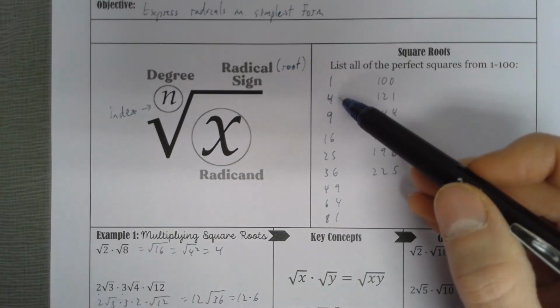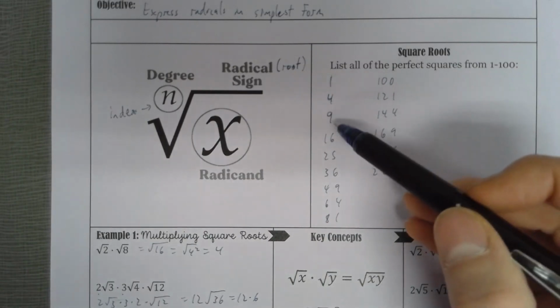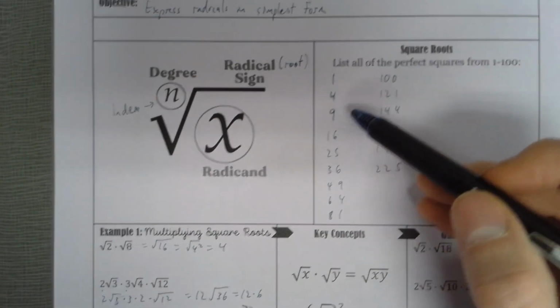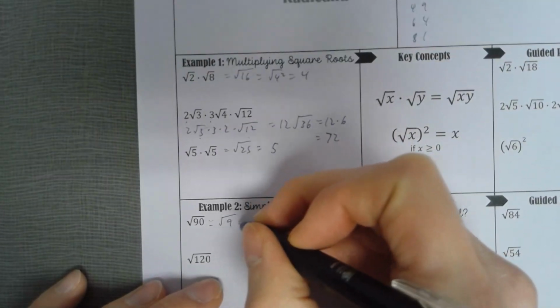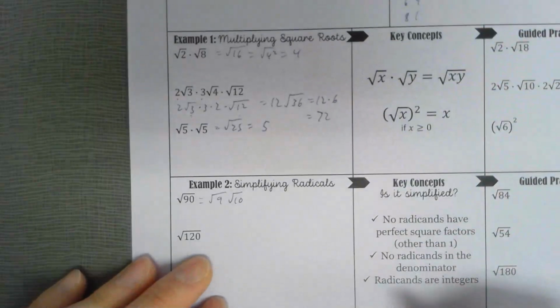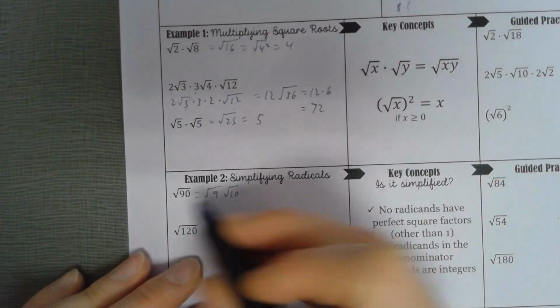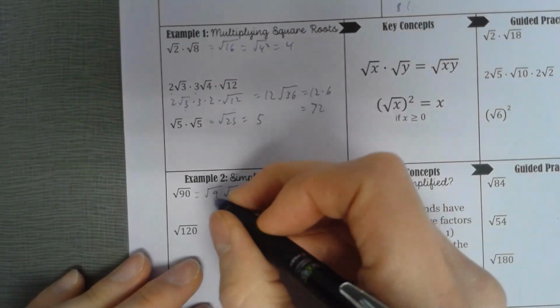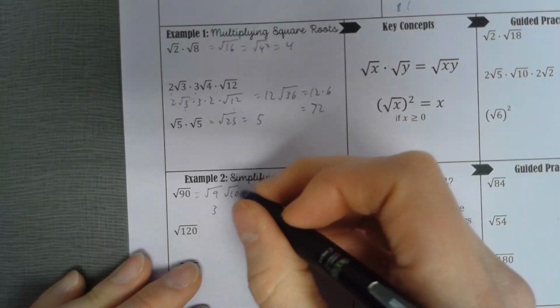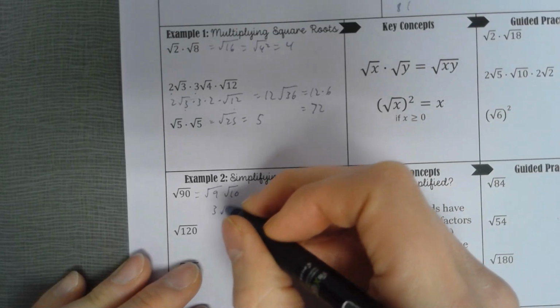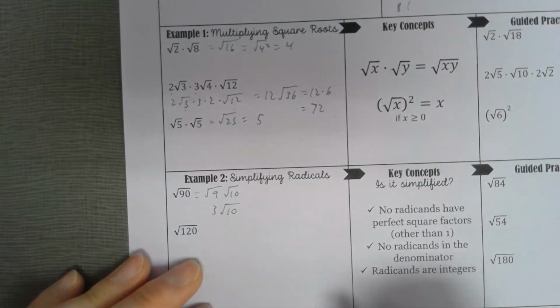90 is divisible by 2, but not 4. 90 is divisible by 9. Let's try 9. So the square root of 90 can be rewritten as the square root of 9 times the square root of 10. Right? 9 times 10 is 90. And 9 is a perfect square, so we can take the square root of 9. The square root of 9 is 3. And the square root of 10, well, 10 is not a perfect square. It's going to stay under the root sign.